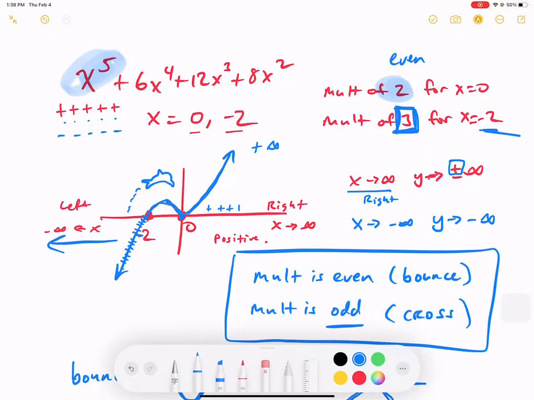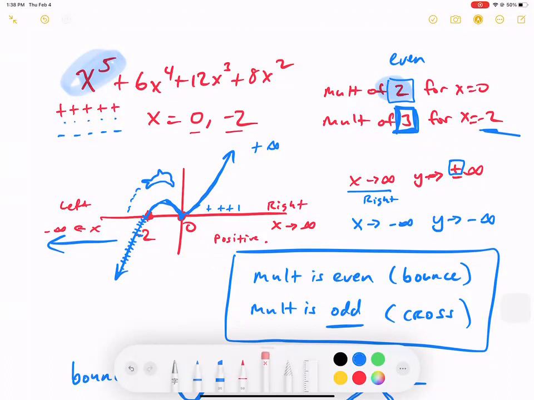At 0, we just made a big deal of it. 0 is an even multiplicity. So for even, do we bounce or do we cross? We bounce. And take a look. We didn't cross over. We bounced and we ended up heading in that same direction.